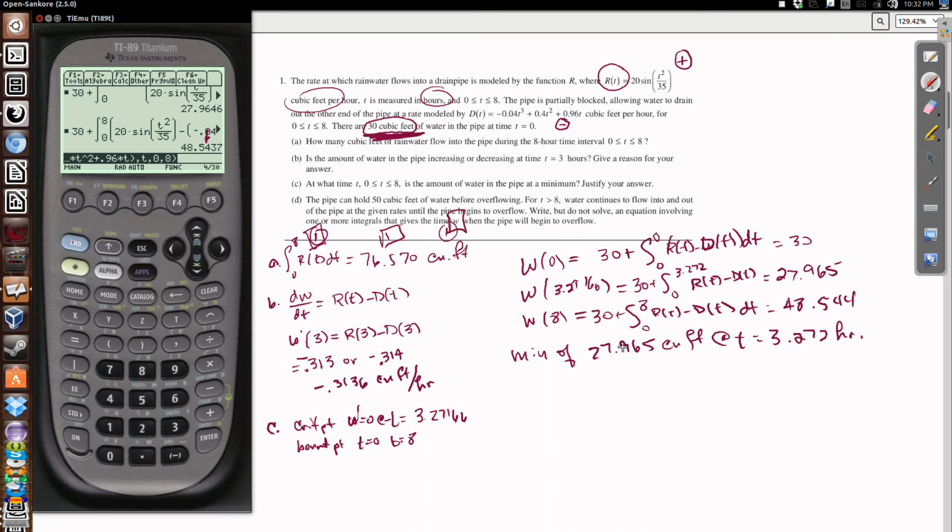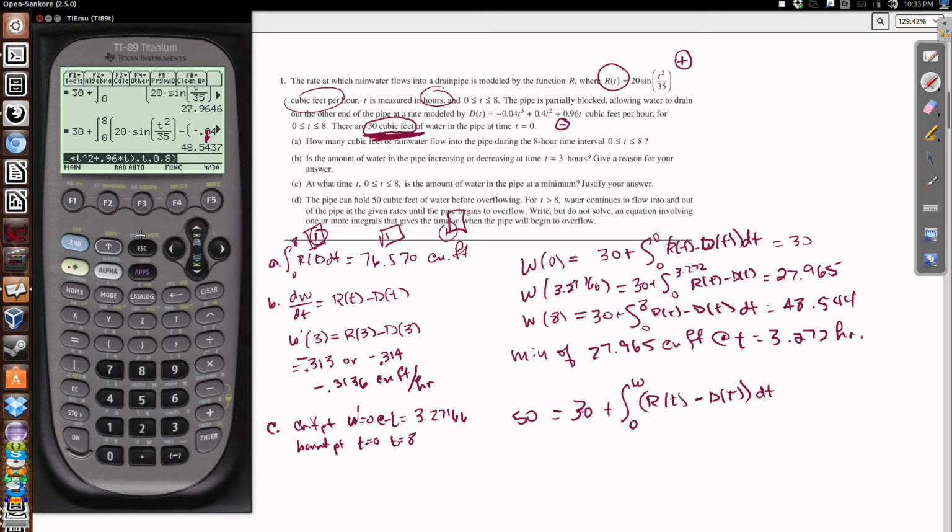will begin to overflow. So we've got this formula here that 30 plus the integral from 0 to whatever our time is of r of t minus d of t dt is going to be the amount of volume that we have. And whenever this volume hits 50, that's going to be the threshold point.